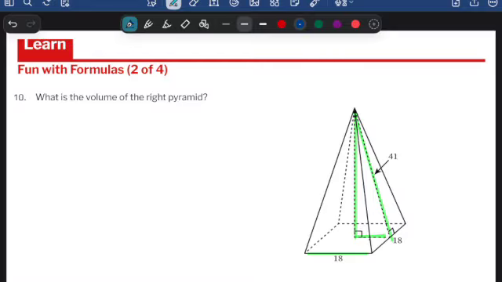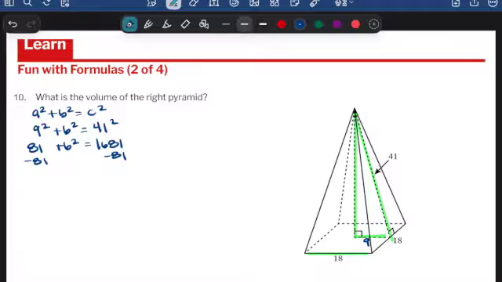Okay. So we know this section would be 9. It's half of the whole length of the side. So a squared plus b squared equals c squared. It looks like we're going to be using the same numbers as we did in the previous problem. 41 squared, so 81 plus b squared equals 1681. Subtract 81 from both sides. B squared equals 1600. Take the square root of both sides. B equals 40. So the height of this pyramid is 40.